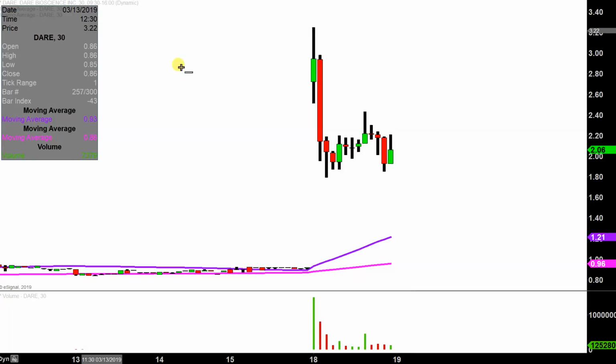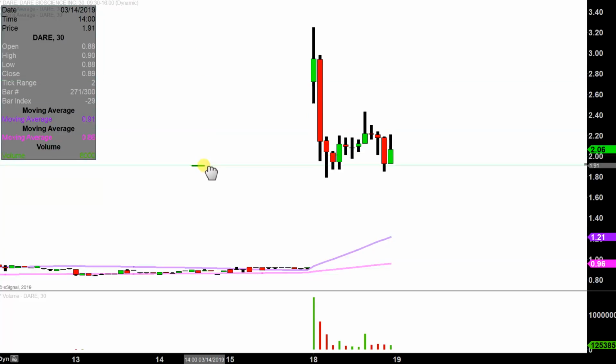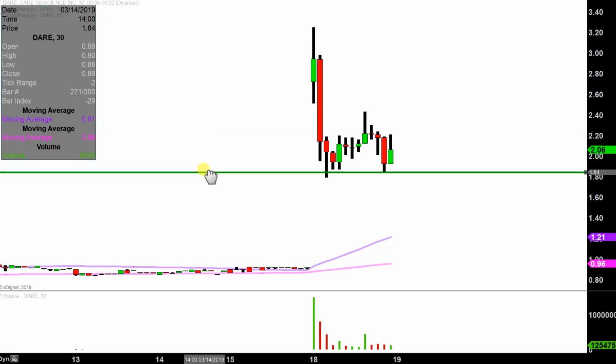First area of support is nothing complicated, nothing fancy at all, other than the fact that it's where the pullback today finally stopped, right here at about $1.85, give or take a few cents. You can see during the big pullback, that's where the price bounced, and then once again in the afternoon, the price bounced right off that area. So $1.84, $1.85, whatever you want to call it, is going to be that near-term level of support going into Tuesday.